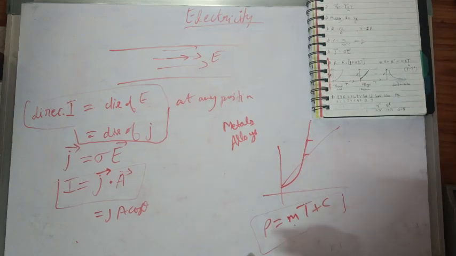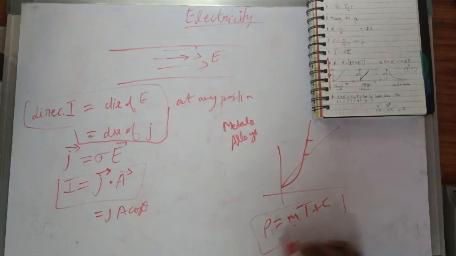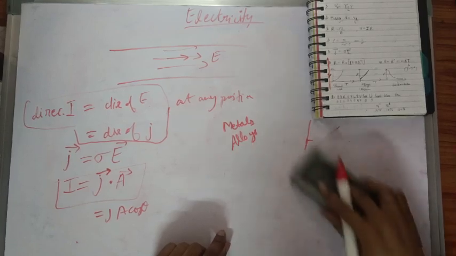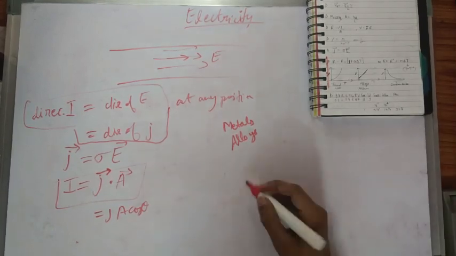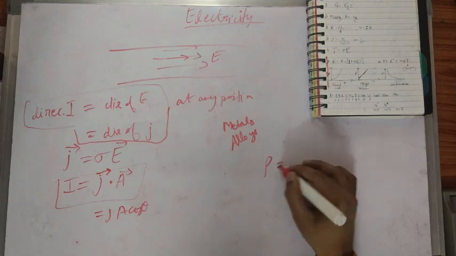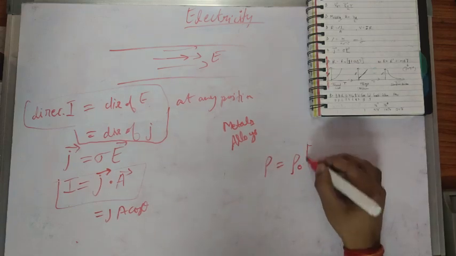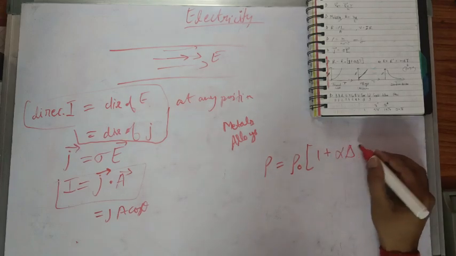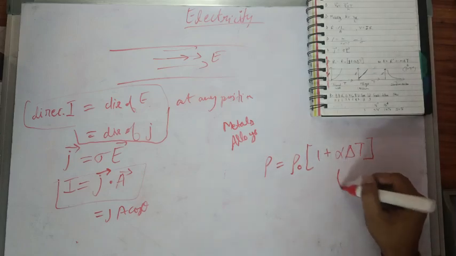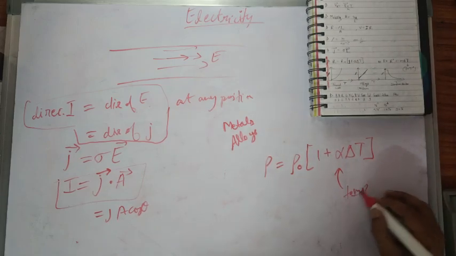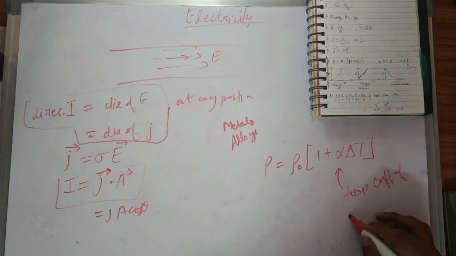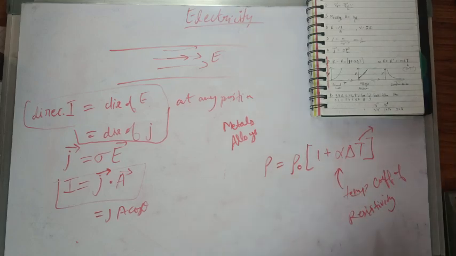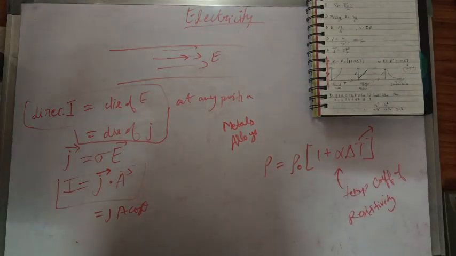And for this small range, we can use this relation, and we will derive the relation for the change in resistivity: resistivity is equal to rho naught, plus rho naught into alpha delta T, where alpha is the temperature coefficient of resistivity, delta T is the change in temperature, and rho naught is the resistivity.